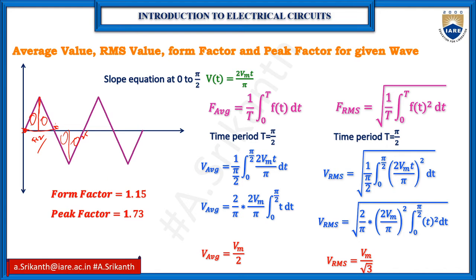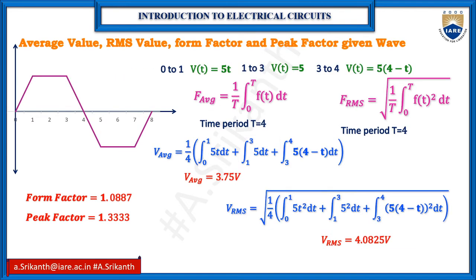So when we have a triangular or any other complex waveform, just go to half of the wave and get the time period. For that time period, just find out the average and RMS. For the equation, go for the slope formula for this slope and get the equation. And this is one type of wave.